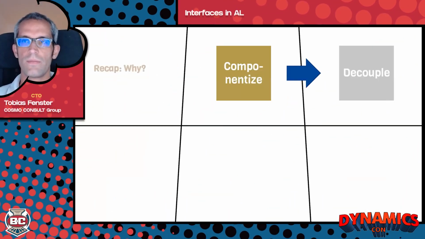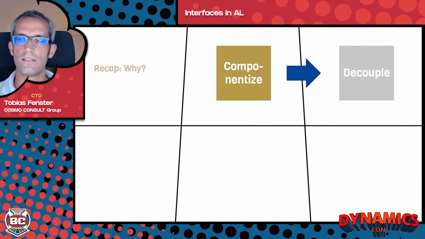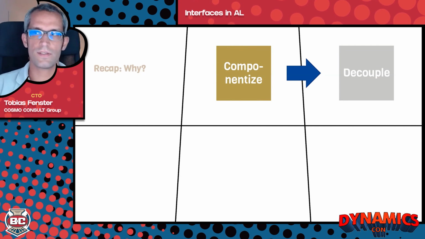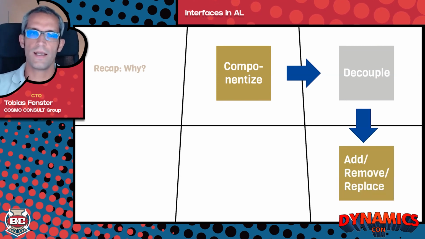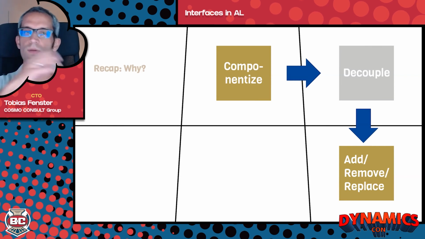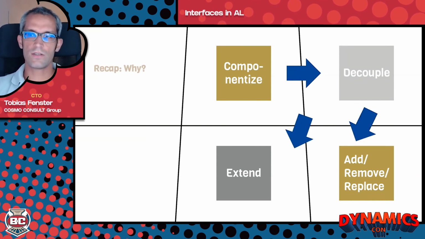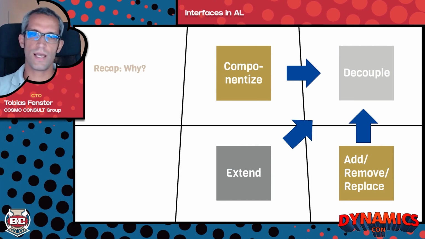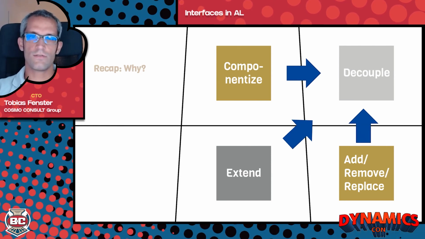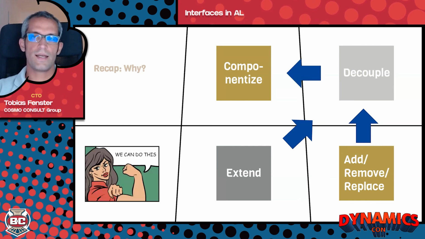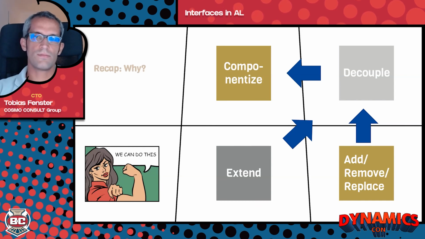And just to do a quick recap, why do we need interfaces? Because we want to componentize, as we said. We want to break up the big monolith into different components because we want to have decoupling. That makes it a lot easier to add stuff, to remove stuff, or to replace stuff with something else. And it makes it easier to extend existing components. And the other direction also is true. If you want to extend something, or add, remove, or replace something, then you will first need to decouple it because that makes it a lot easier. That means you want to componentize it. And there, of course, the answer again are interfaces.